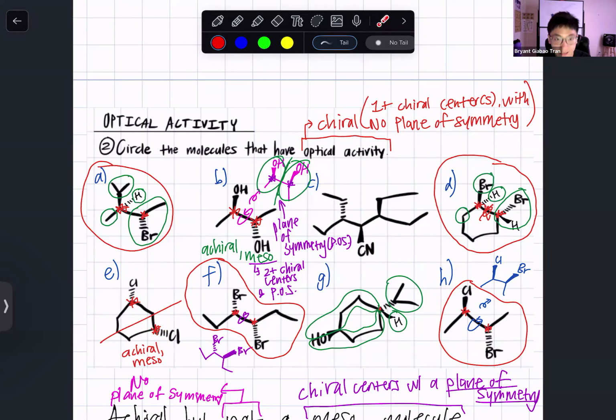Any other questions on the chirality stereochemistry stuff before I move on to synthesis, retrosynthesis, alcohol, ether, oxidation, reduction, SN2, SN1, E1, E2?